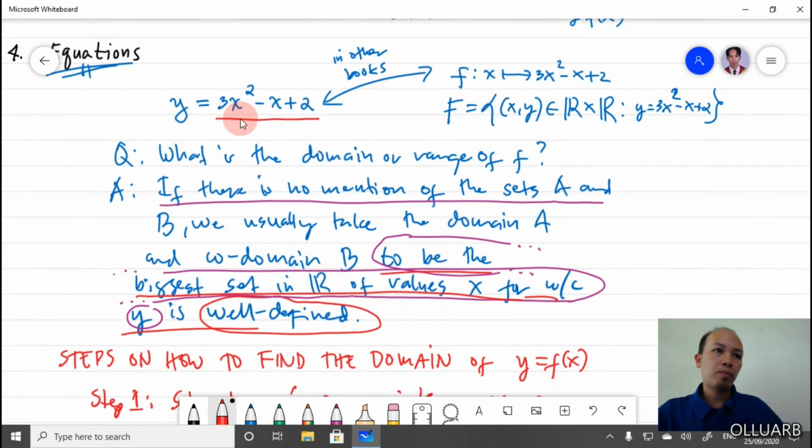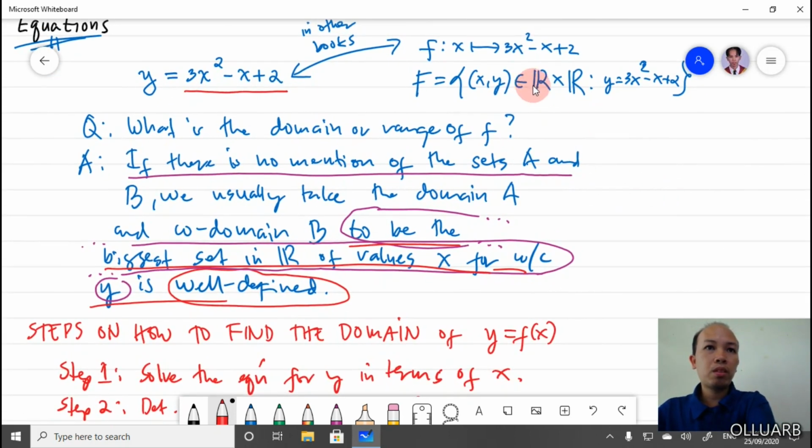this one, if you put any value of x here, then this x is a real number. Do you know what is a real number? The set of real numbers, this notation.